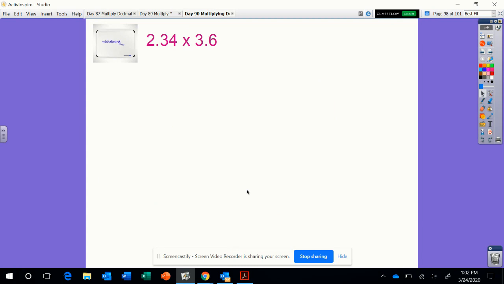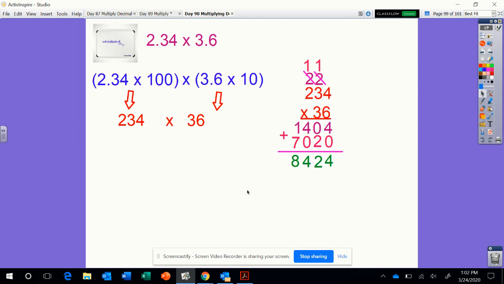All right, another practice whiteboard problem. Go ahead and solve this one. Pause the video and solve. Okay, and now you're back. Let's look at it. Check your work. Look at all your steps. We needed to multiply by 100 to get rid of this decimal to make this one whole number, 234. We need to multiply by 10 to get rid of this decimal and make this 36.